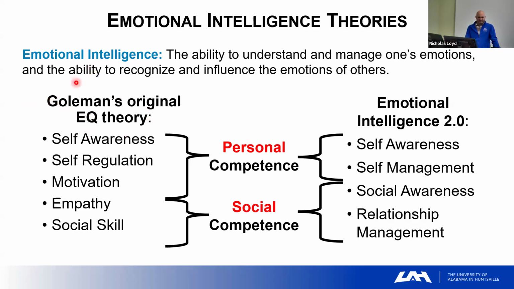Dan Goleman, the original EQ theory in the 90s, identified 5 skills of emotional intelligence. His original one of self-awareness, self-regulation, motivation, which is how well do I understand what's driving my actions, empathy for others, and social skills and interacting with others.